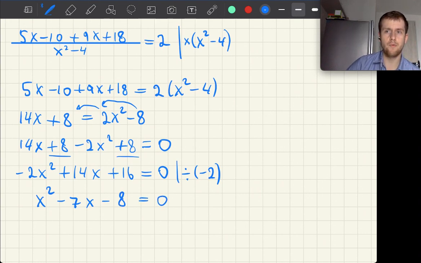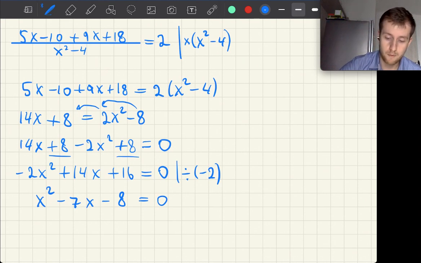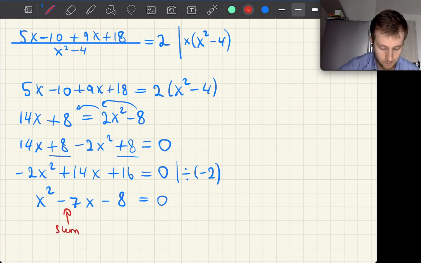Again, it's preferable pretty much in every case to make x squared positive. You don't want to keep it negative. Try to make it positive if you can. So we got x squared minus 7x minus 8. Now we have two ways to solve it. So again, formula and factorization. Probably it's better to start with trying to factorize it. So this is our sum. The sum is minus 7, and the product is minus 8.